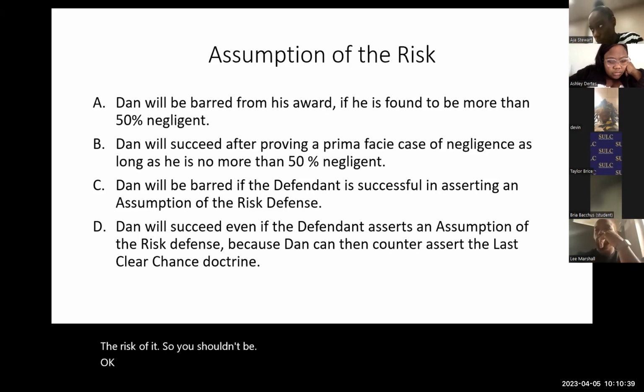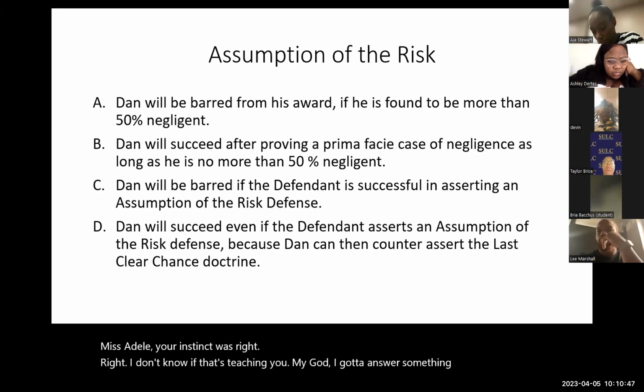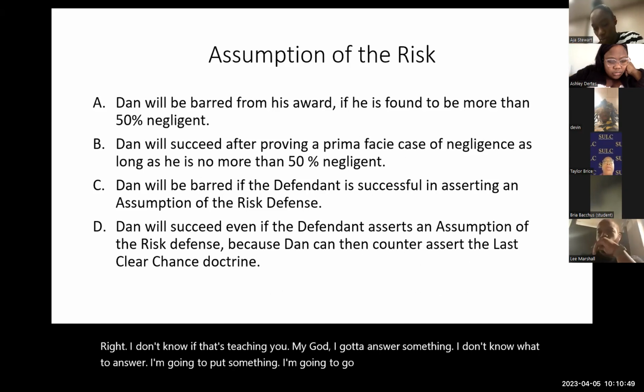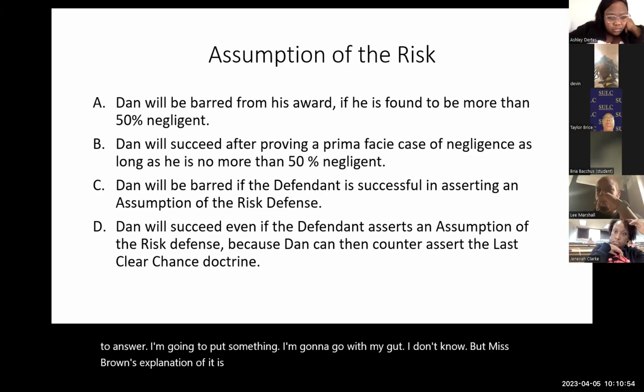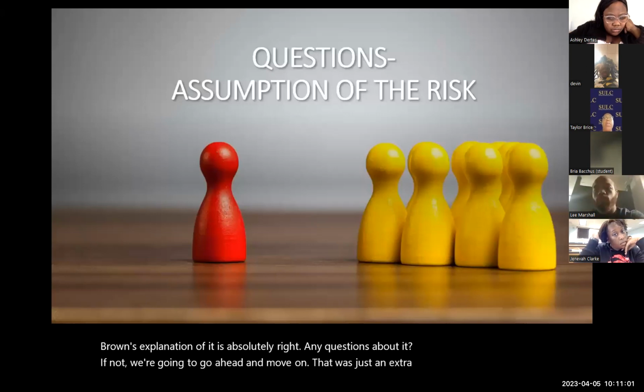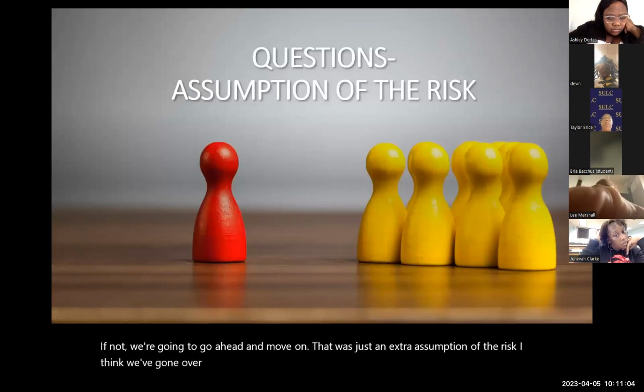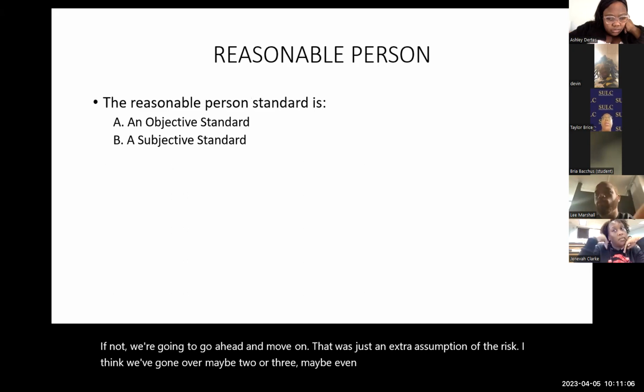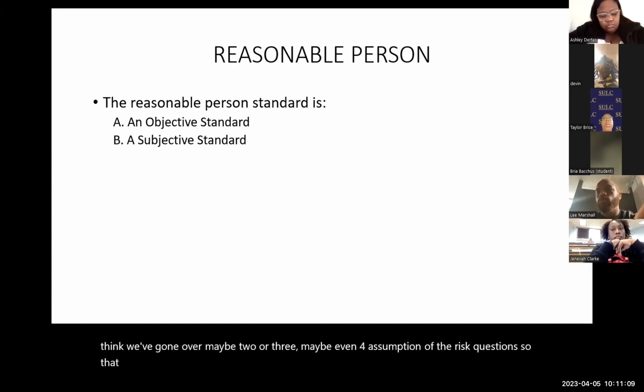Okay. Miss Settle, your instinct was right. I don't know if that's teaching you, oh my God, I've got to answer something, I don't know what to answer, I'm going to go with my gut. But Miss Brown's explanation is absolutely right. Any questions about it? If not, we're going to move on. That was just an extra assumption of the risk question. I think we've gone over maybe two, three, maybe even four assumption of the risk questions, so that might tell you something about whether you're going to see it on the final, on the summative.